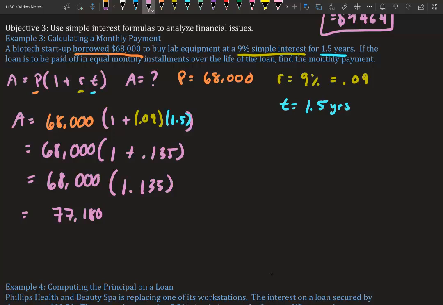But that's how much they have to pay back. So if they take out a loan for 1.5 years for 68,000 with a 9% interest rate, they're actually totaling paying off $77,180. But we need to figure out how much per month are they actually paying.